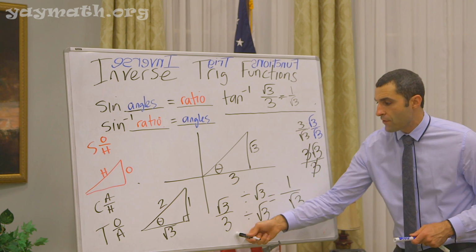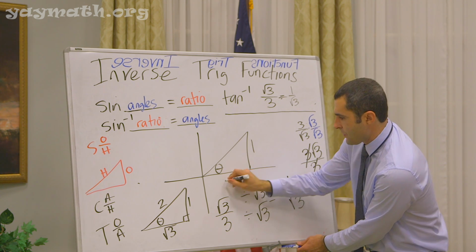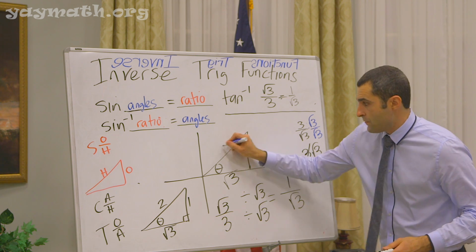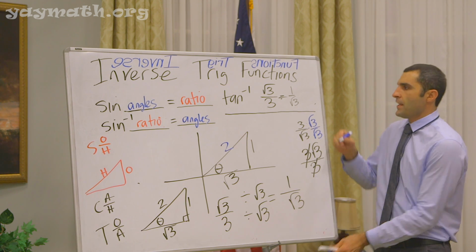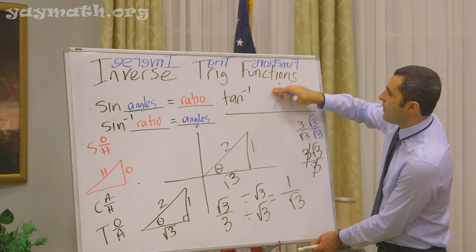Instead of root 3 over 3, I'm going to write 1 over root 3. Sorry for the delay there. It's all good. 1 over root 3. There it is. All right. So that's 30. Theta is 30. So this is 1 over root 3.